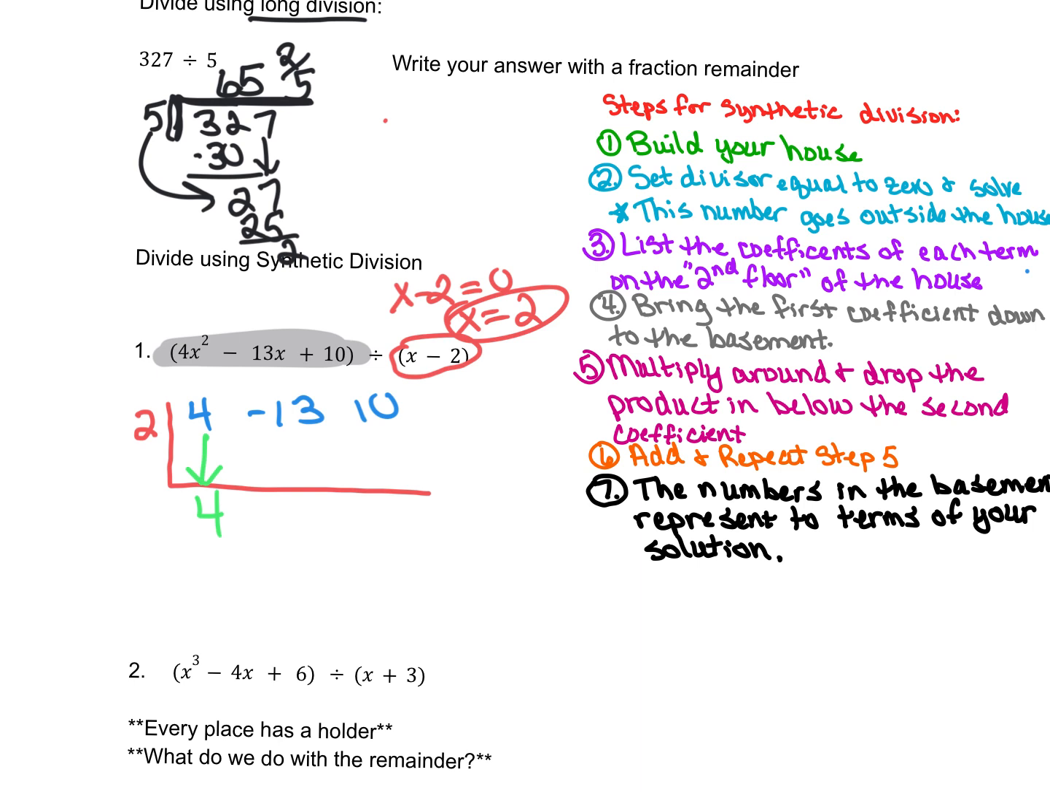Step 5, multiply around and drop the product in below the second coefficient. So we multiply 4 times 2, which is 8, and we drop it in underneath that second coefficient. Step 6 is we add. -13 plus 8 is -5, and then repeat step 5. We multiply around again. -5 times 2 is -10. We add and get 0.